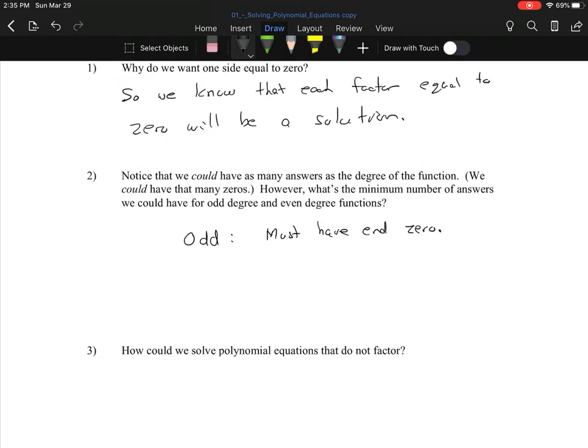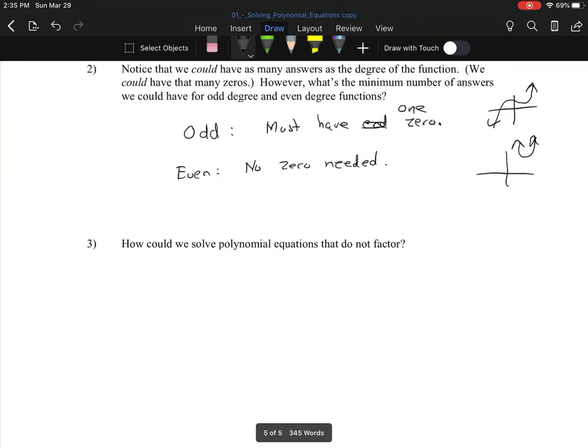And it's because of the end behavior of odd degree functions. They have to go from negative infinity up to positive infinity, so somewhere along the way it must hit 0. And for even functions, no zero needed. Think about a quadratic. A quadratic can start up at positive infinity, come down, not get to 0, and then go back up to positive infinity. So think about this. Here's a degree 3. You see it's got to eventually go through 0, where an even degree function doesn't.